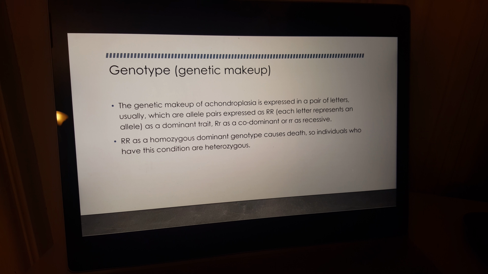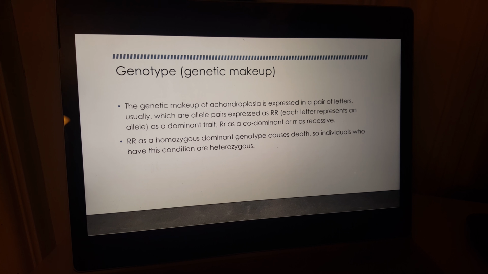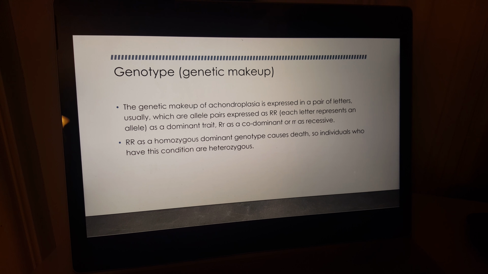Genotype, the genetic makeup. The genetic makeup of achondroplasia is expressed in a pair of letters, usually allele pairs expressed as RR. Each letter represents an allele. As a dominant trait, capital R; lowercase r as a codominant, or lowercase rr as recessive. Capital RR, a homozygous dominant genotype, causes death, so individuals who have this condition are heterozygous.